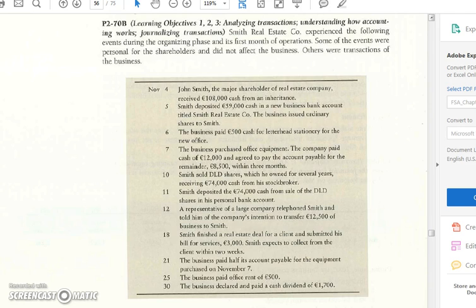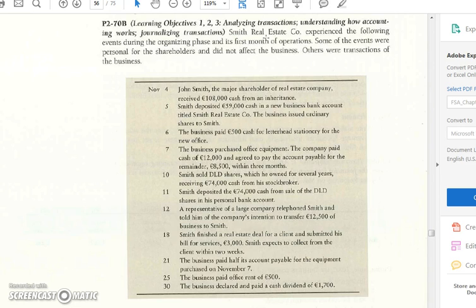All right, so November the 4th, let's see what it says here. November the 4th is John Smith, the major shareholder, received 108,000 pounds in cash from an inheritance. Well, I'm very happy for Mr. John Smith. That doesn't have anything to do with our business. So we can say, good on you, John, but nothing to do with Smith Real Estate. So that's what Mr. David would call a fake transaction.